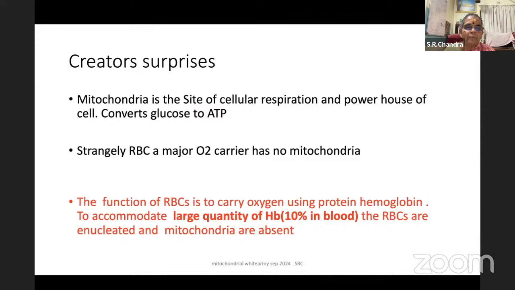Then what is the surprise? We saw that 90% of the oxygen use and ATP production is done by the mitochondria. Mitochondria is the site of cellular respiration and the powerhouse of cells. It converts glucose to ATP. But strangely, RBC, a major oxygen carrier, has no mitochondria. So RBC is the only cell in the human body which does not have mitochondria. Everywhere mitochondria is there, but RBC, a major oxygen carrier, does not have mitochondria.